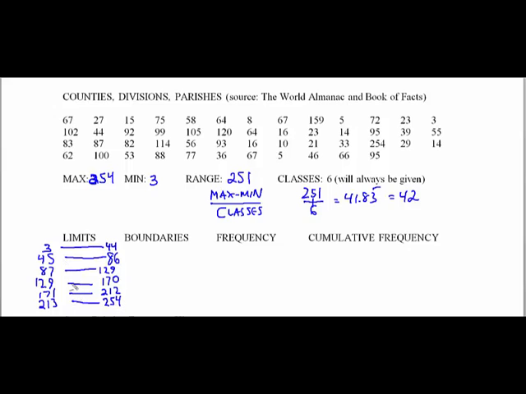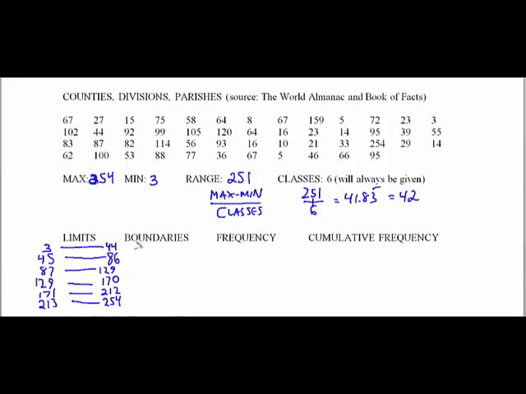Now, when I get to my histograms, polygons, and ogives, I'm going to show you how the book may choose either the limit or the boundaries in representing how wide those bars are. And I'll let you do it any way you would like. If you want to match the book, that's great. If you want to match what I do, that's good too. But now I'm going to talk about the boundaries.